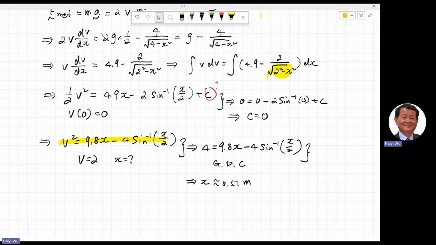Because the total length of the plane is 1 meter, that's about halfway through.